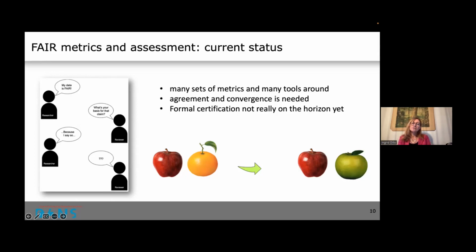We are currently really in a phase where we try to go from a fruit basket full of metrics and tools to a stage where we at least can compare apples to apples.